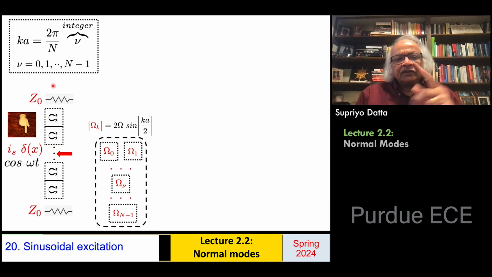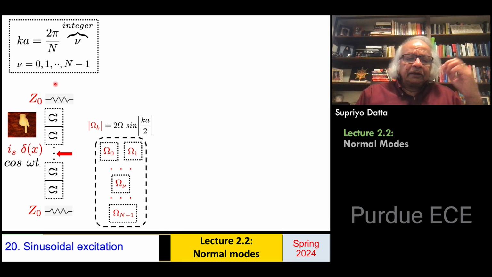Okay. So now let's try to think of a problem where you have a sinusoidal excitation, let's say. So in other words, we have a string of oscillators that form a wave system. It is terminated in these resistors, and I put a cosine omega t excitation right in the middle, at x equals 0, which we assume is in the middle. And I'd like to know how much power is delivered.